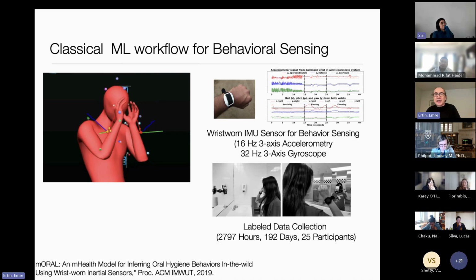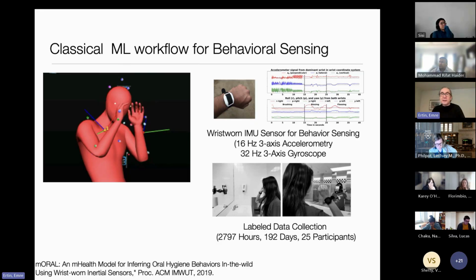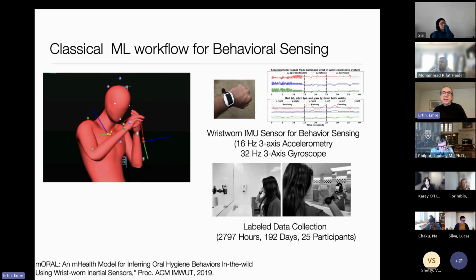So the project was, can you tell all the oral health behaviors, how long they last, and at what time they are occurring in the day by continuously monitoring a subject. So they were wearing IMU sensors, which provide 16 hertz accelerometry, how your wrist is moving in space, accelerating, and 3-axis gyroscope, how your wrist is rotating, essentially.